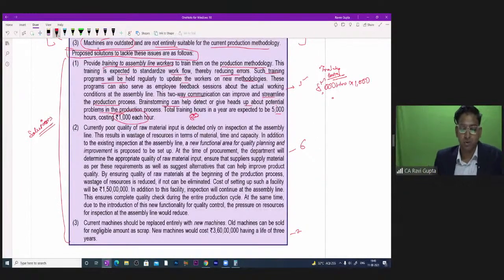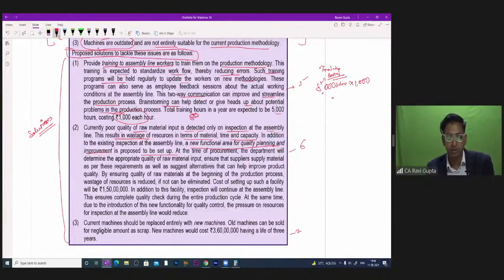Okay. So currently, poor quality of raw material input is detected only at the inspection stage on the assembly line. Yes, we know that if we are using raw material of poor quality, we will be able to detect the raw material quality only at the inspection stage, and that is installed at the assembly line only. So this results in wastage of resources in terms of material, time, and capacity. In addition to the existing inspection at the assembly line, a new functional area for quality planning and improvement is proposed to be set up. At the time of procurement, the department will determine the appropriate quality of raw material input.